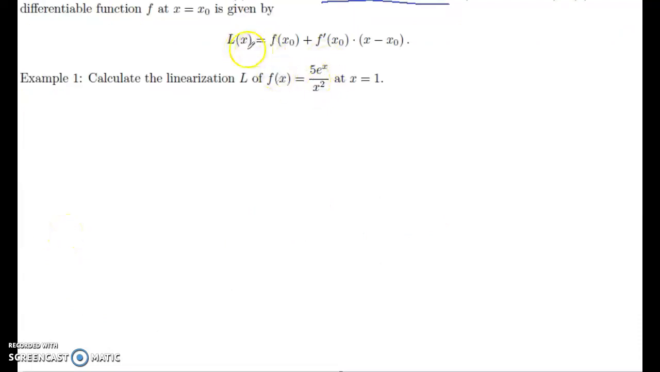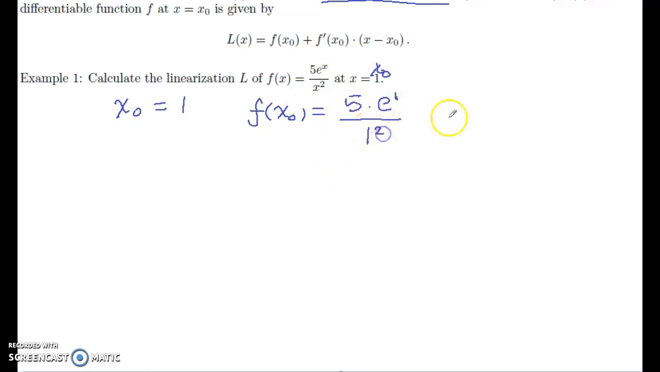So according to the formula, we need x0, and at this time x0 is 1. What is f of x0? So we plug 1 into the function. So just 5 times e to the first power divided by 1 squared. So we get 5e.